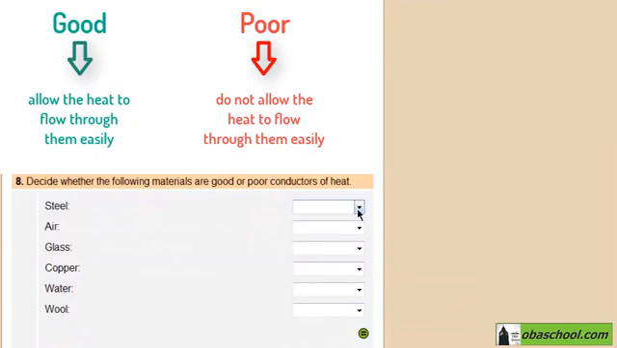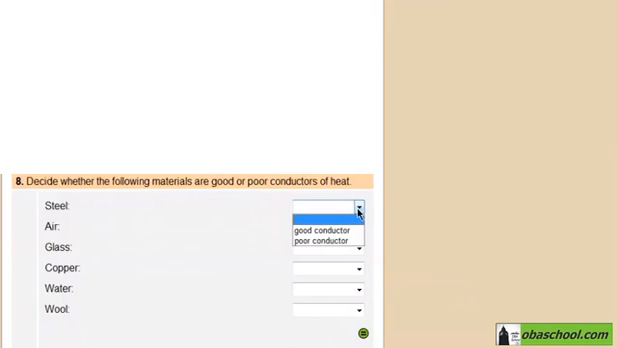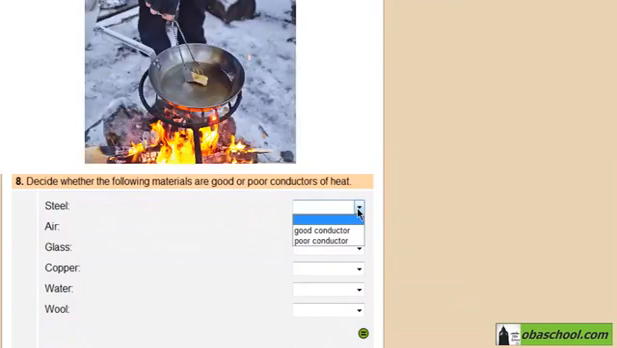So, if we start with the first element, the steel, is it a good or poor conductor of heat? The steel, for example, the handle of the pan is made up of steel. When the pan is heated, its handle also heats. So the handle transfers the heat. Then it's a good conductor of heat.